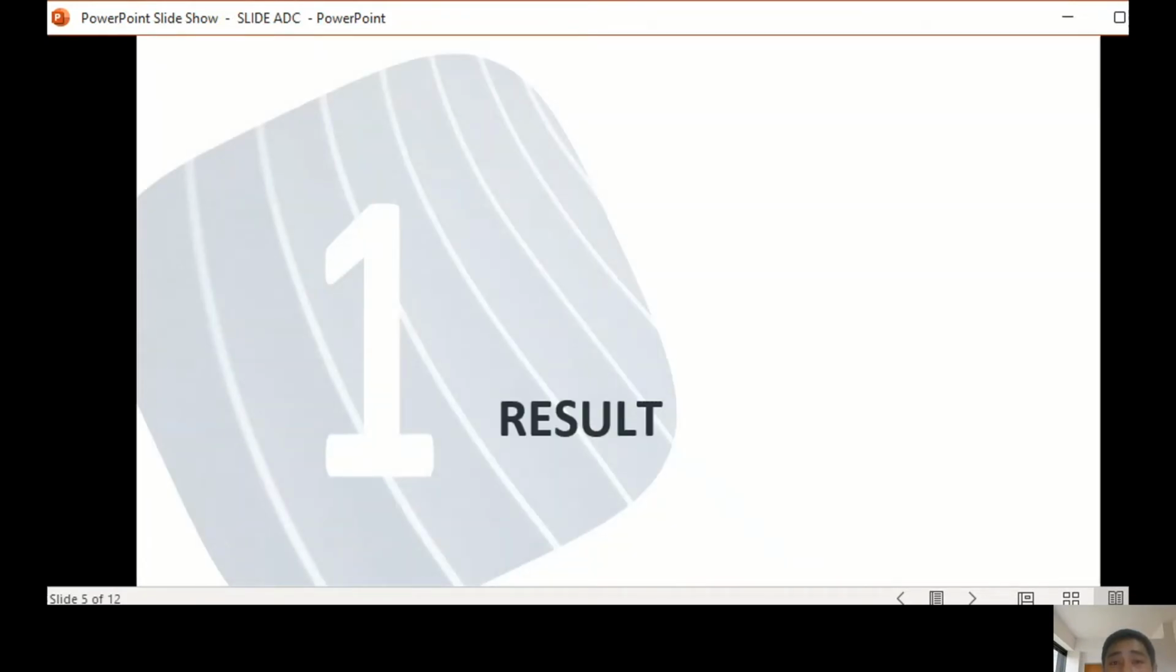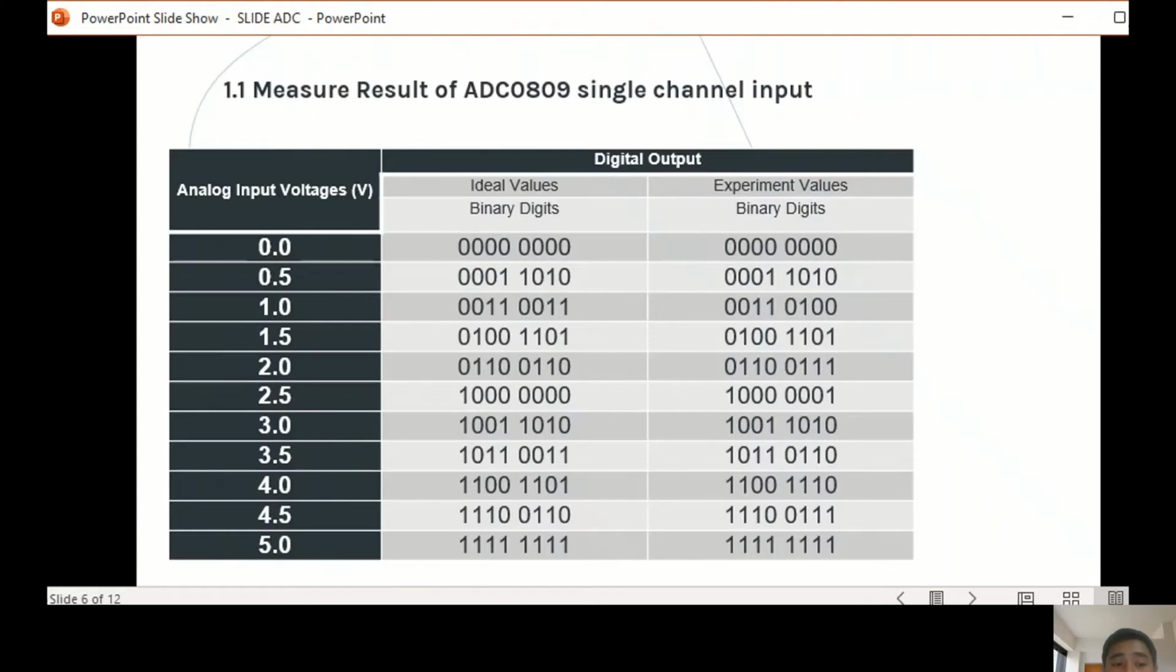So we move to the results. The binary digit of the experimental value of the ADC0809 single channel input begins with 0000 for 0 voltage and varies according to the analog input voltage until it reaches 1111 for 5 volt. On the other hand, the condition of the switches for each input terminal on the ADC0809 multi-channel input is modified to produce the analog input and digital output.